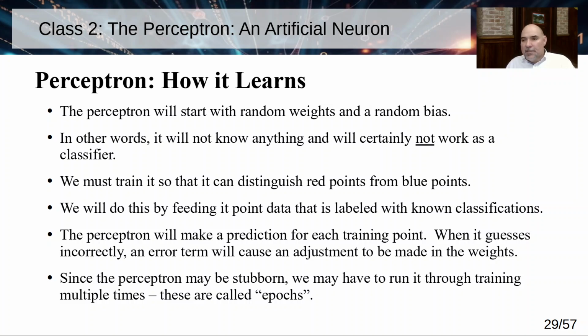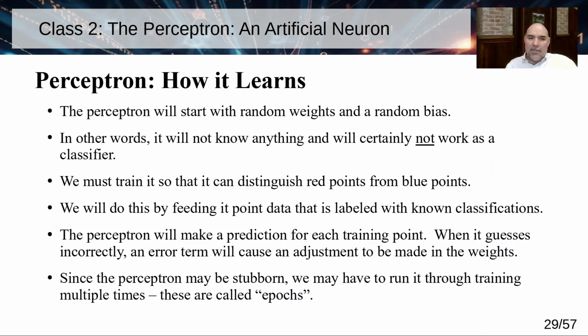We're going to train this by starting out with random weights and a random bias. We're just going to pick random numbers and then see what it does. And then we're going to feed it data. Since it starts out with random weights and bias, it's certainly not going to work well as a classifier. It's just going to do random garbage at the beginning. It's not going to have any idea what it's doing.